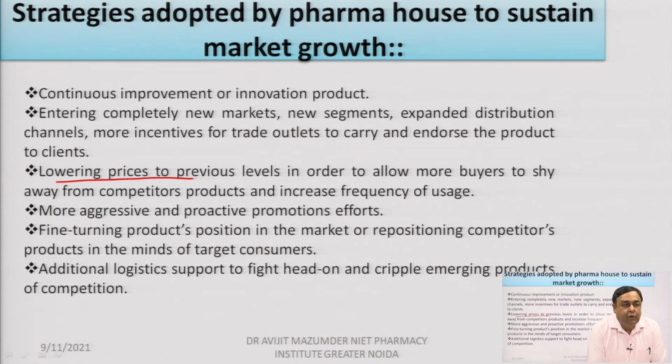repositioning competitors' product in the mind of the target customers, additional logistics support to fight head on and cripple emerging product out of competitors. You have to prevent the competitors from entering into the market. That is your final and foremost target which you need to do.